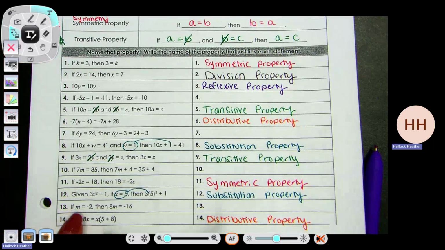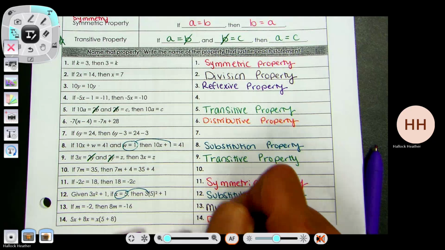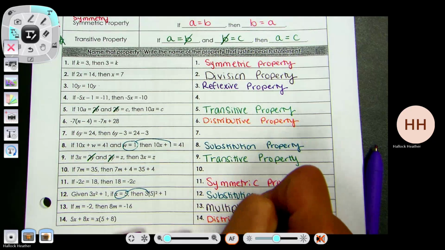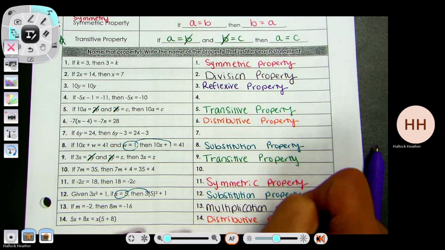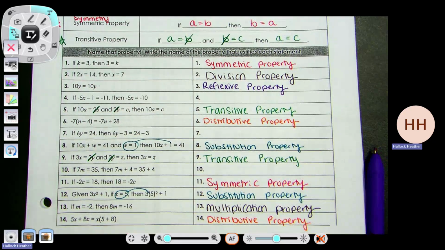Yes, 13. So 13 says if m equals -2, then 8m equals -16 because they multiplied by 8 to both sides. So this is multiplication property. And now we have 3 left. So we have the 2 options. We have addition property and we have subtraction property.